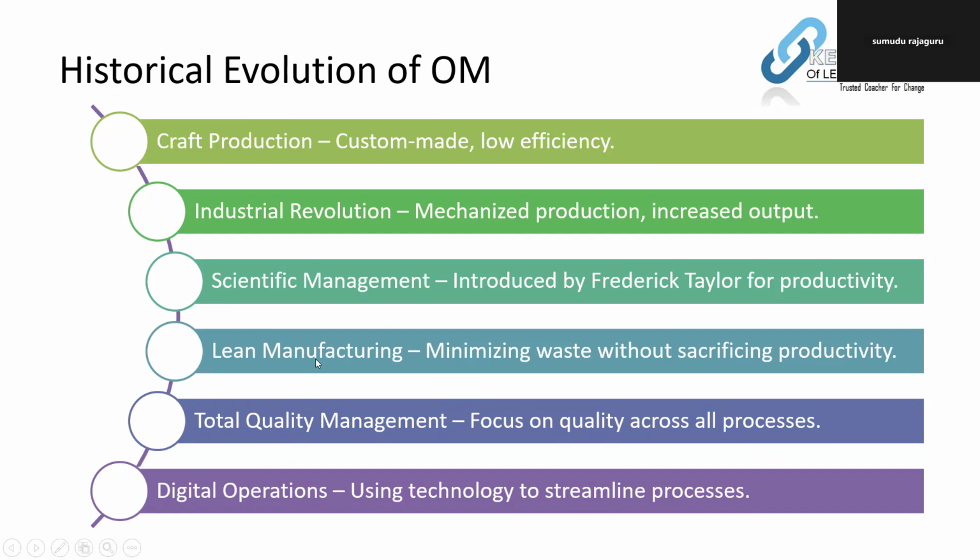Then lean manufacturing aimed to minimize waste without sacrificing productivity. Then total quality management came. It focused on quality across all processes, so everyone in the organization takes responsibility for quality. Nowadays, we are talking about digital operations, which means using technology to streamline the processes.